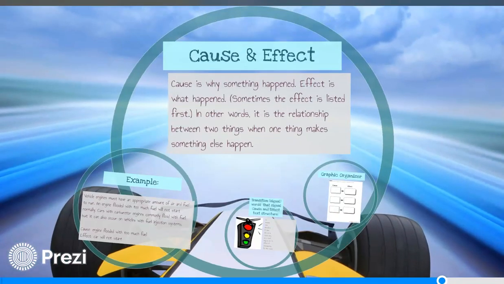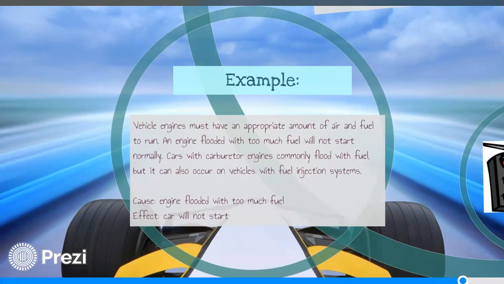Cause and effect. Cause is why something happened. Effect is what happened. Sometimes the effect is listed first. In other words, it is the relationship between two things when one thing makes something else happen. Here's an example. Vehicle engines must have an appropriate amount of air and fuel to run. An engine flooded with too much fuel will not start normally. Cars with carburetor engines commonly flood with fuel, but it can also occur on vehicles with fuel injection systems. Well, the cause is an engine is flooded with too much fuel. Well, what's the effect? You're not going anywhere because the car will not start.